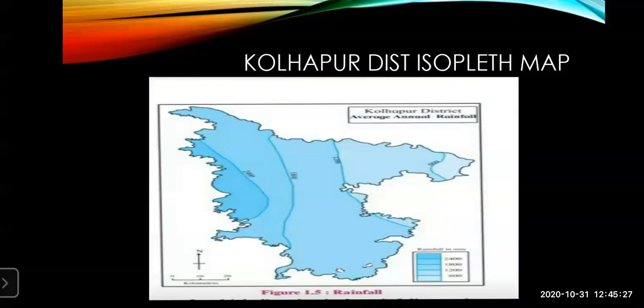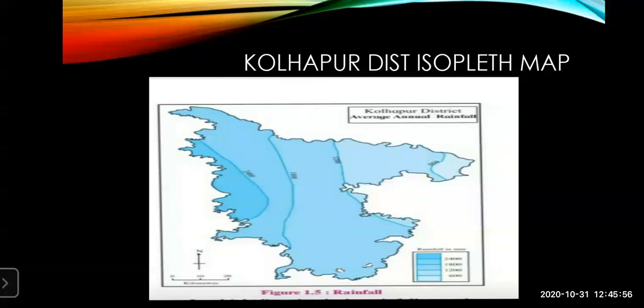Okay, here you can see on the slide the steps to prepare the isopleth map. First, the highest and the lowest value of the variable should be considered. You are going to consider which is the highest and which is the lowest value. Now, for this isopleth map, what you need is accurate data. You will get it from the sources and try to show it by the lines.